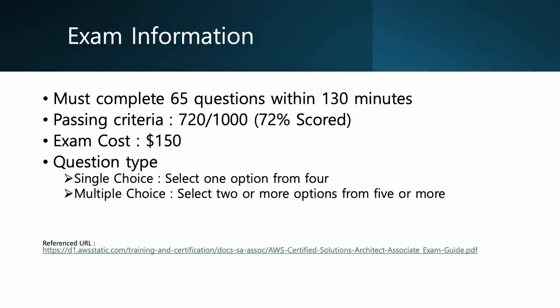Here is detailed information about the Solutions Architect Associate exam. We have a total of 65 questions to complete within 130 minutes. The passing score is 720 points or higher out of 1,000. The cost of the exam is $150. There are 2 types of problems. In the case of single choice, it is a problem of selecting one of 4 options. And in the case of multiple choice, it is a problem of selecting 2 or more options out of 5 options.